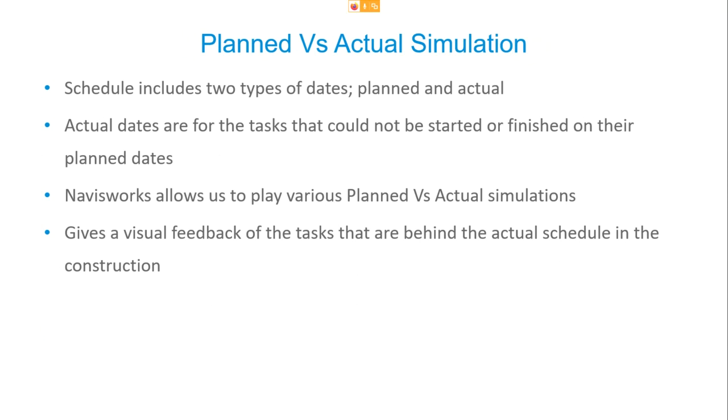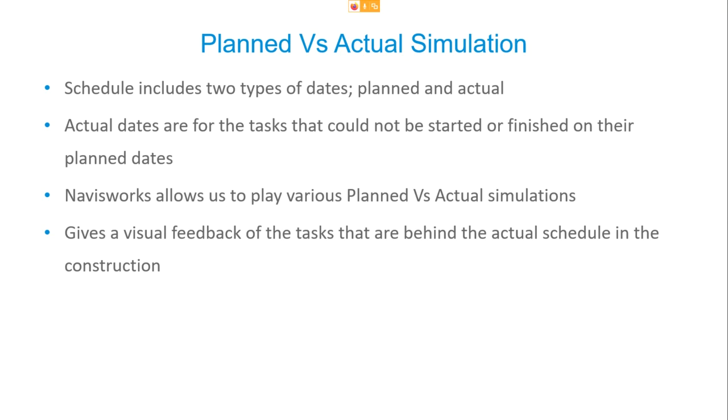So we've got the planned dates and the actual dates in our schedule. And then the actual dates are for the tasks that could not be started or finished on their planned dates. Now, it's not just the starting of the task, it could also be finishing. So for example, we were supposed to erect all the steel work on level 1 and level 2. But for some reason, the steel was not delivered on time, or for some reason, we had problems with labor because of which the steel was not erected. It could not just be the start date, it could also be the end dates of those tasks.